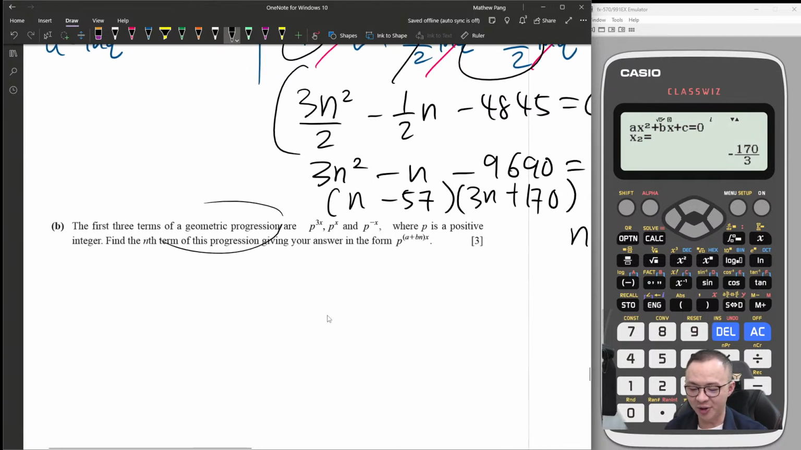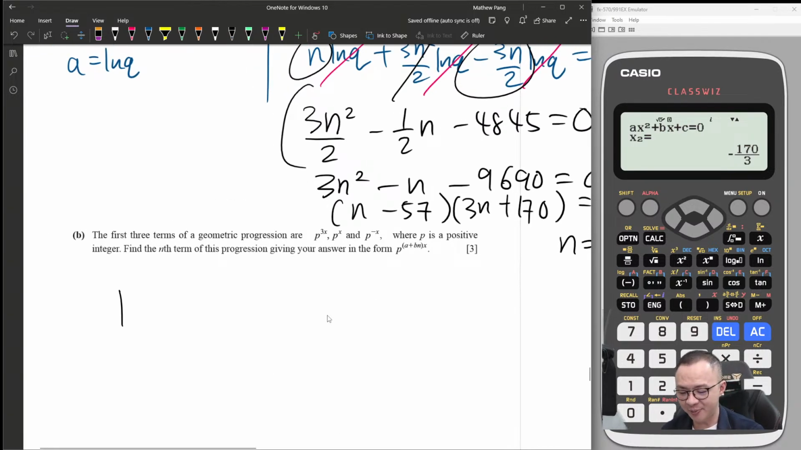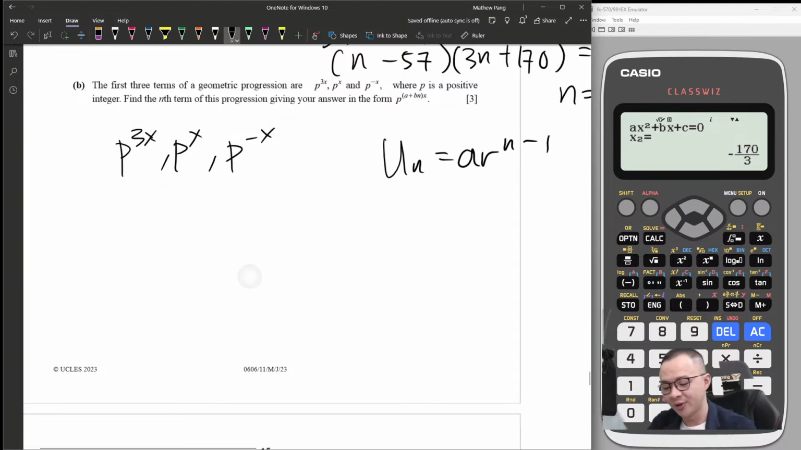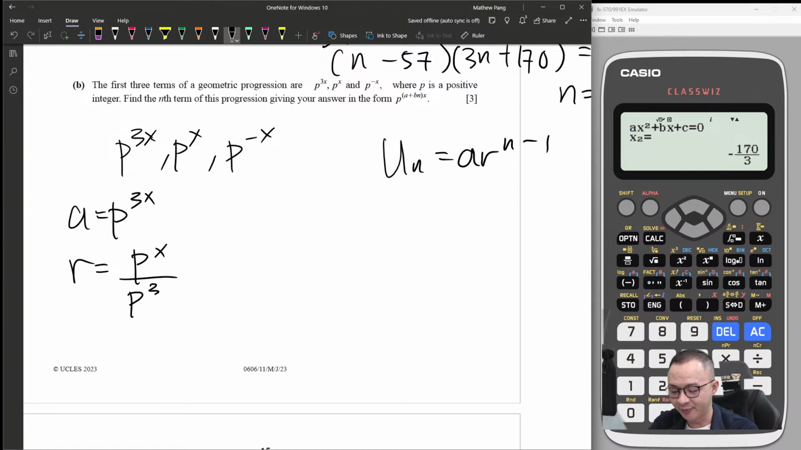Okay, now we go to GP, geometric progression. So first term is p power of 3x. Second term is p power of x. Third term is p power of negative x. Where p is a positive integer, find the n term of this progression. Okay, you use u, right? Un equals to ar n minus 1, right? N term formula. So I already know my a. My a is p power of 3x, no surprise. And I want to know my r. R is the second term divided by first term. So it's p power x minus 3x, right? Divide mean minus, right? So it's negative 2x.